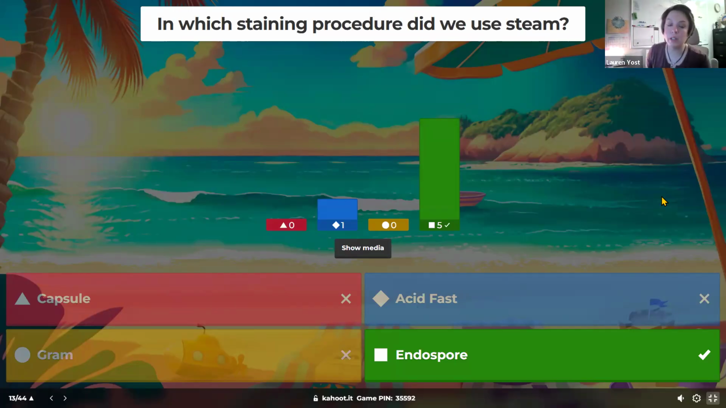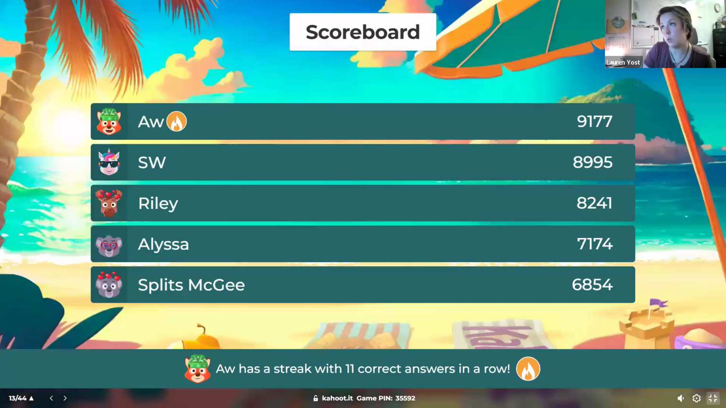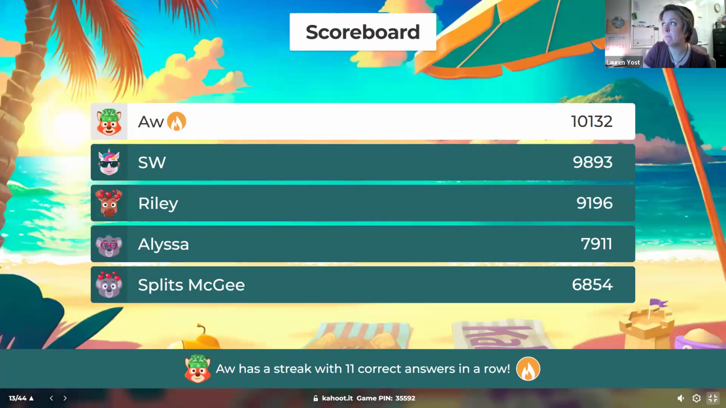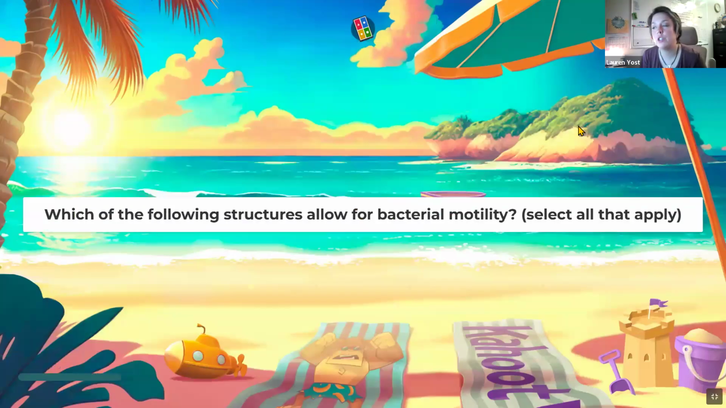And then whenever you rinse it off with water, the vegetative cells aren't going to hold on to that color. But because our endospores have that thick cortex, the water doesn't rinse out the green, and so they keep holding on to it. So our decolorizer in the endospore stain is actually just water, deionized water. But steam acts as our mordant in the endospore stain, because it's helping fix the stain into place where it needs to be. So that would be steam. It's the endospore stain. Next question: which of the following structures allow for bacterial motility?